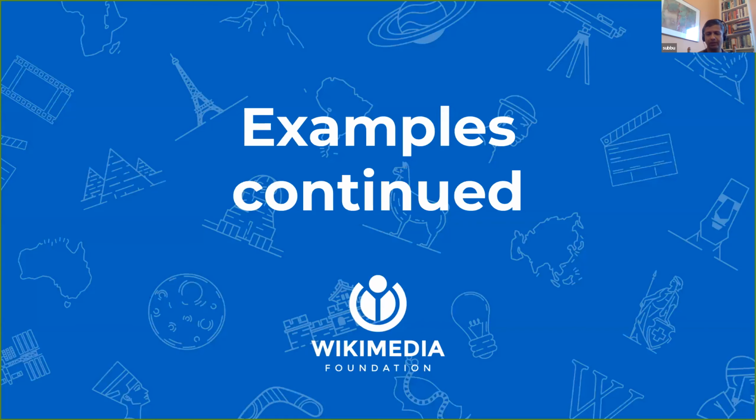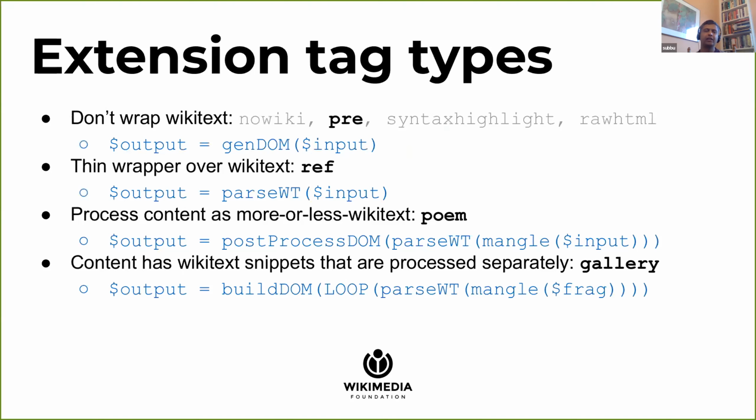So let's look at a couple more examples. But before that, it's useful to look at what kind of extension tag types there are, broadly by looking at how they handle Wikitext. There are some extensions which don't deal with Wikitext at all. For example, nowiki, the pre tag, syntaxhighlight, RawHTML. Broadly, you can think of these extensions taking the input, doing some processing and returning a DOM. So there's really no Wikitext manipulation involved.